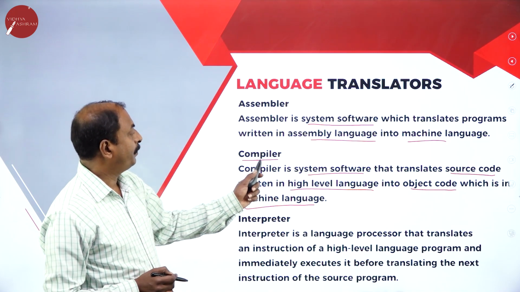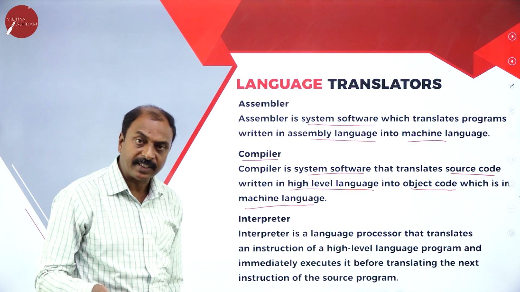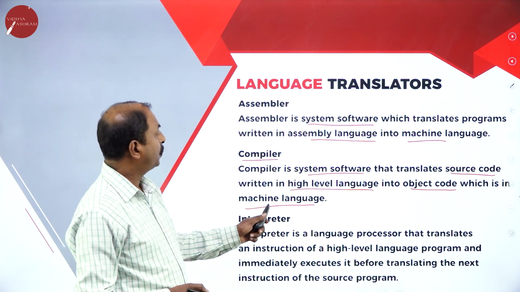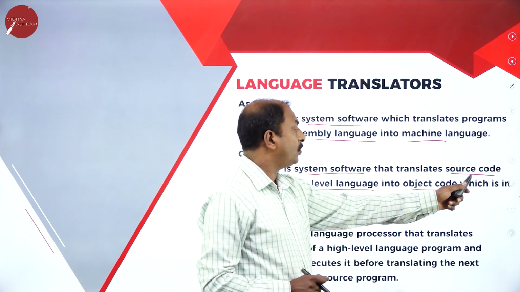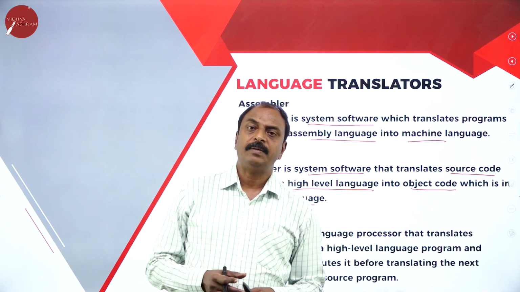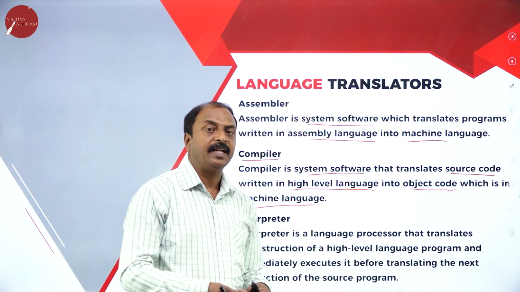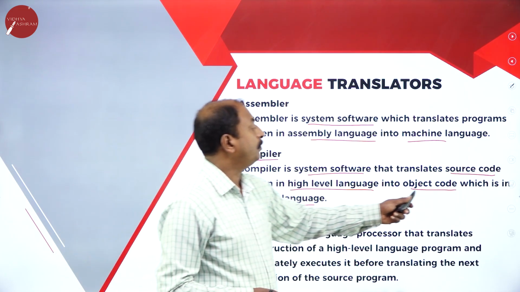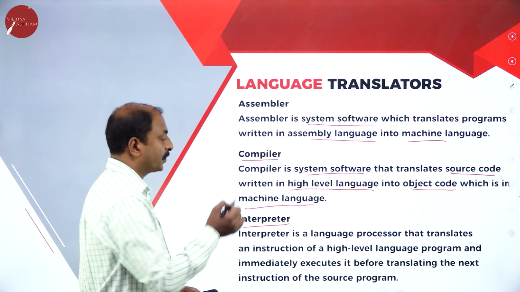So what is a compiler? A compiler is a system software. It is used to translate the programs written in high level language into machine level language. So here we use the words source code and object code. Source code is the programs written in any of the high level languages, and after translating high level language into machine level language, those codes are called object code. Now the next one is interpreter.